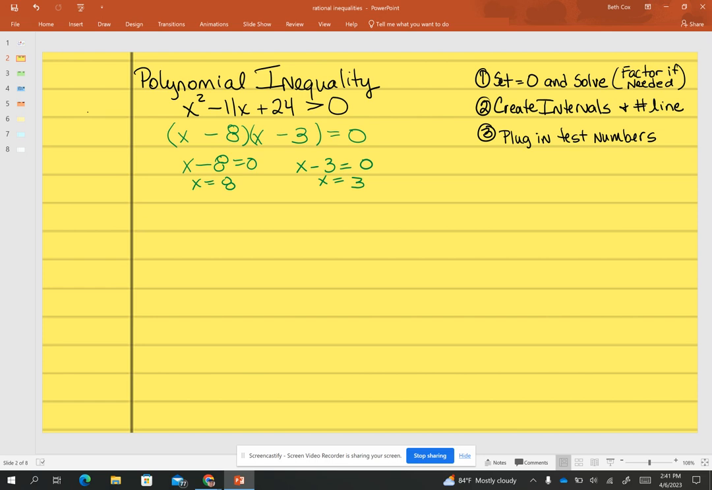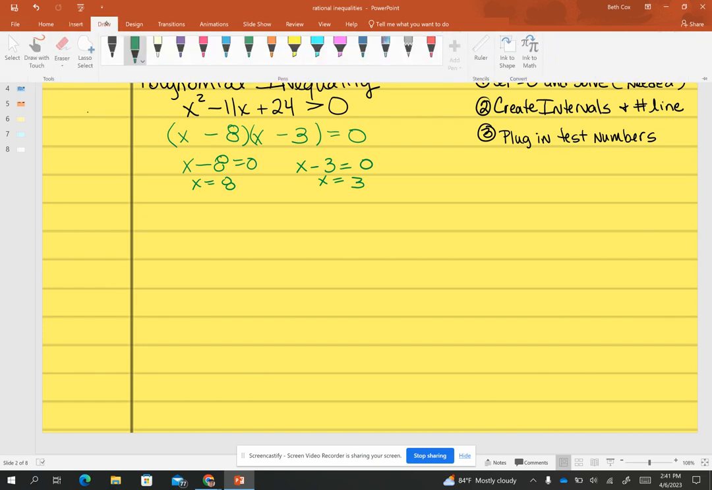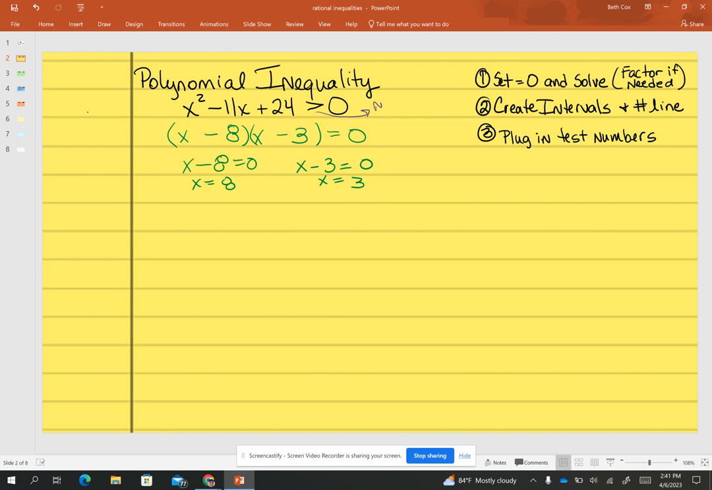Our inequality wants us to do greater than 0. This is not open. It is open, excuse me, it is open. And so greater than 0 means positive. All right, we'll get to that in just a second. Okay, so we've set it equal to 0 and solved.